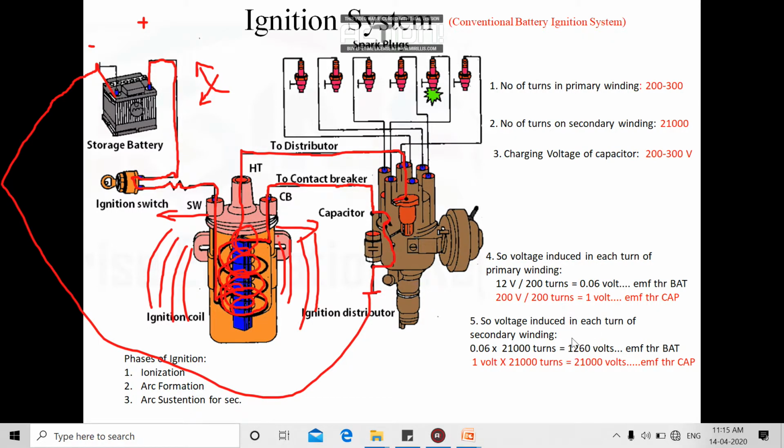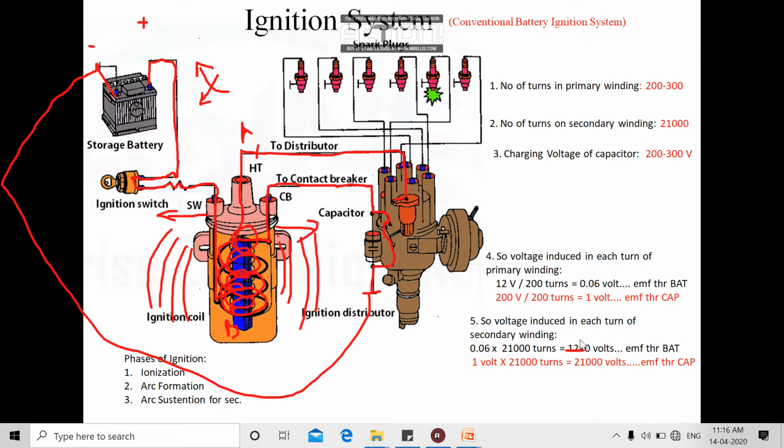So this is the total voltage developed. Sorry, not across each turn. This is the total voltage developed across the secondary winding, that means the voltage from this point A to the other point of the secondary winding, that is B. So this voltage developed is 1260.